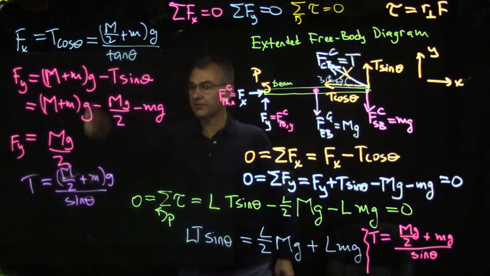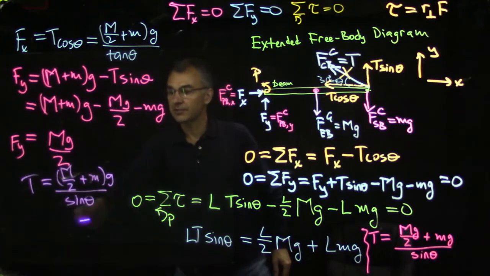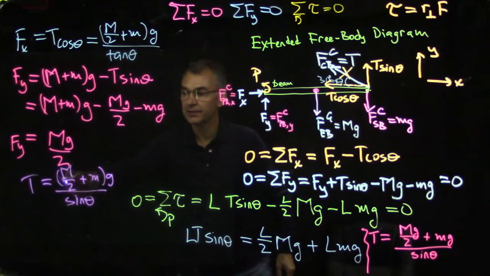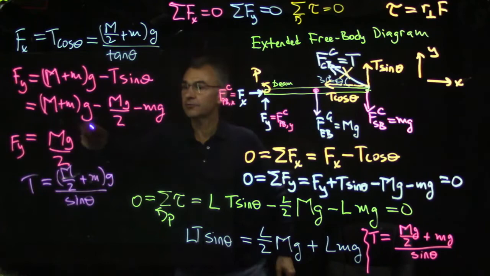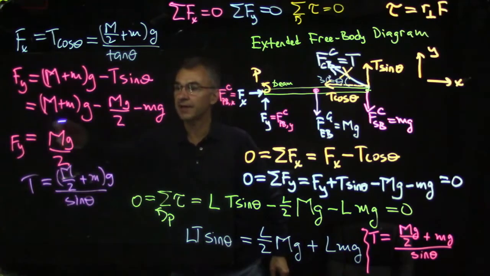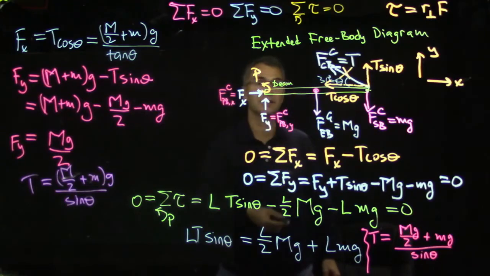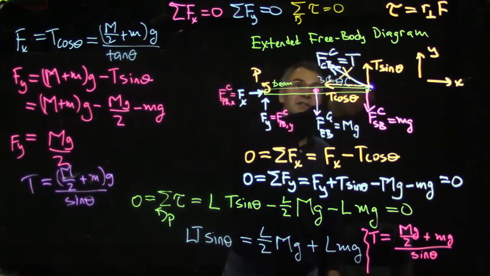So here again is our solution. The cable tension is half the weight of the beam plus all of the weight of the sign, all of that divided by sine theta. The vertical force exerted by the hinge on the beam is just half the weight of the beam and nothing else. And that's kind of interesting. It's a consequence of the fact that the sign is supported just below the cable.